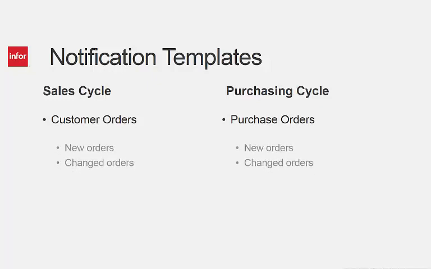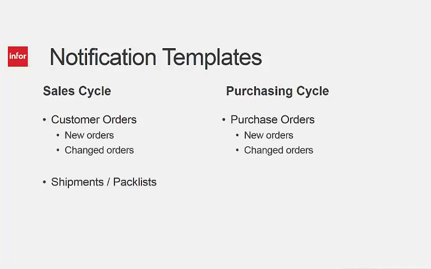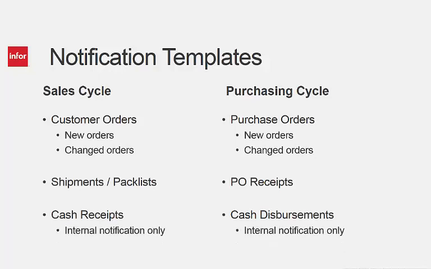When notifications are sent, the contact ID for your customer or vendor and your internal employees will get the notification for new or edited orders, the new or edited pack lists, and the purchase order receipts. However, notifications for cash receipts and cash disbursements will only be sent to the internal employee.